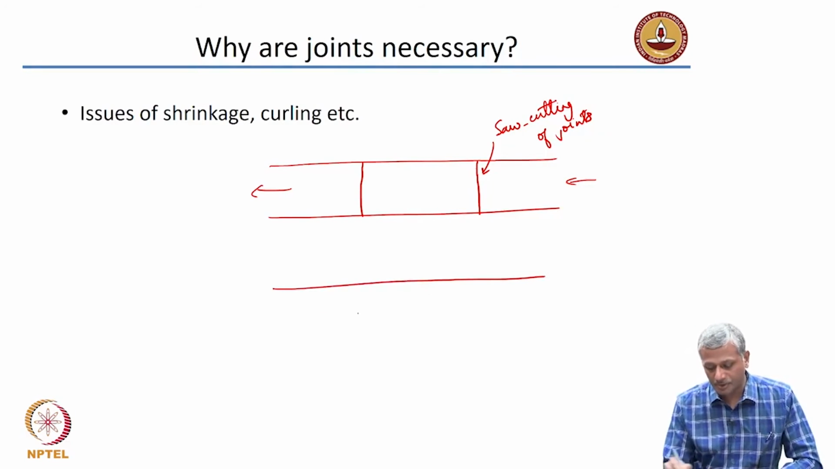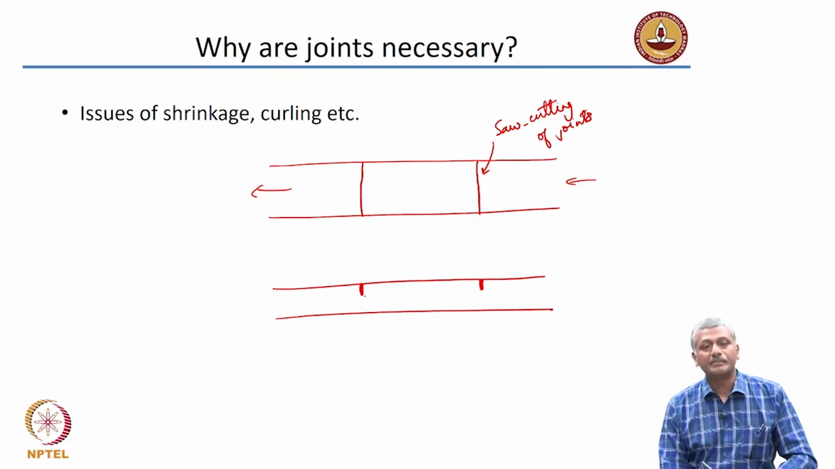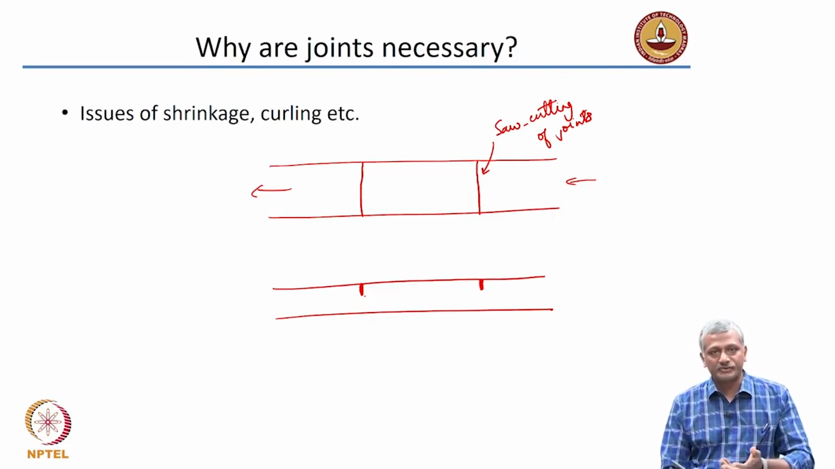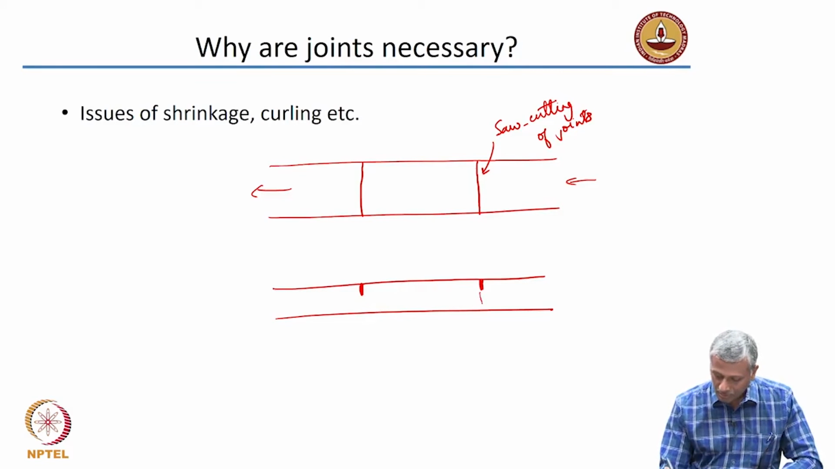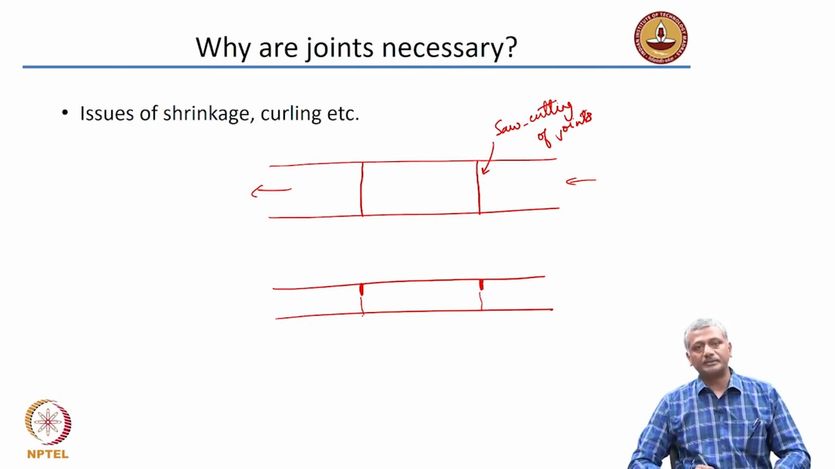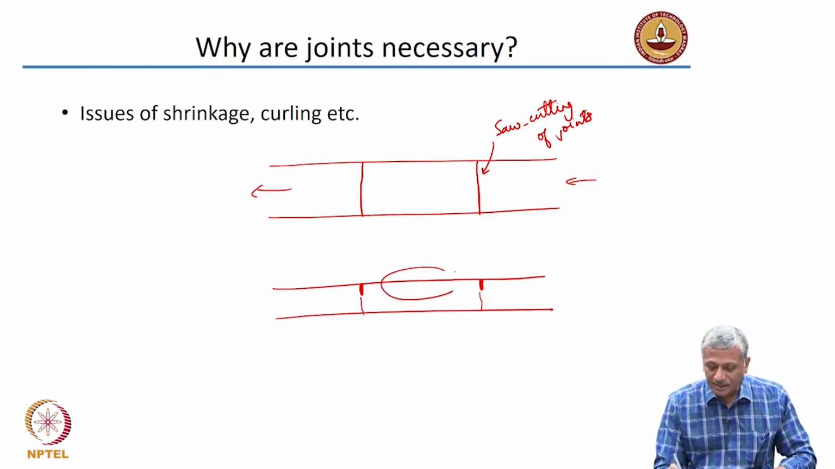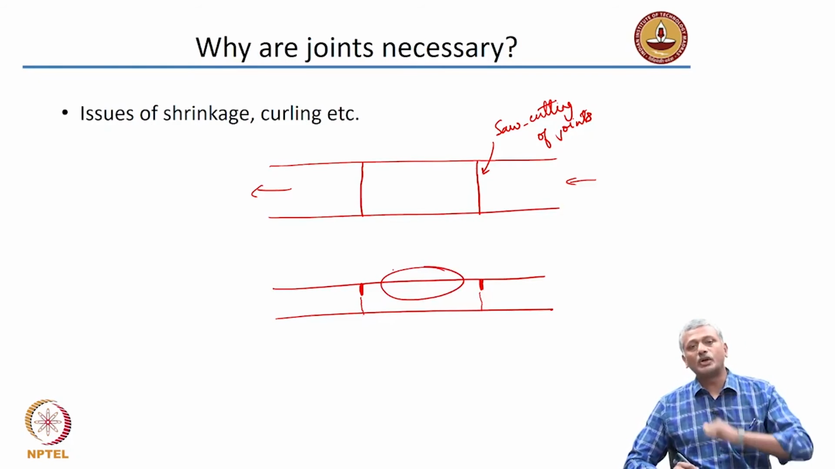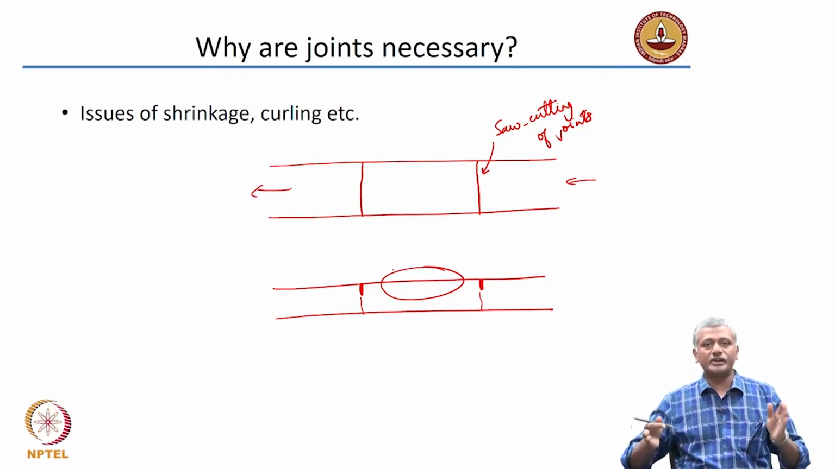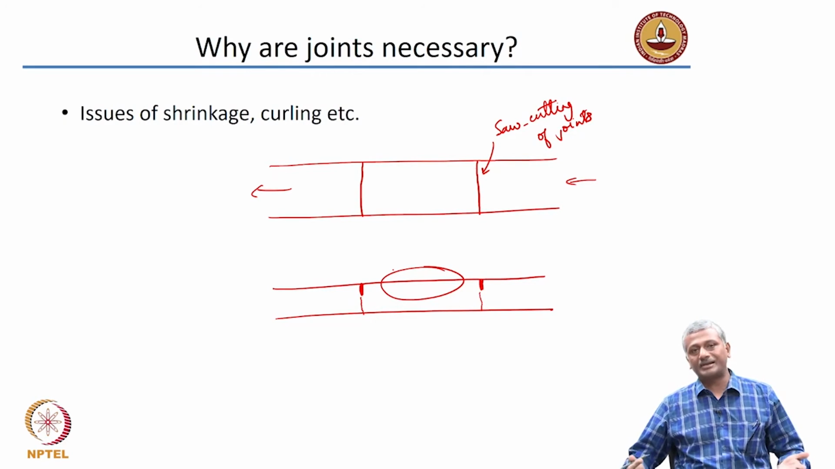Let me just draw the front view of the slab again. We are cutting these joints to some depth, not to the full depth. Eventually, because of stress concentration, there will be small cracking that will go all the way to the bottom also from the tip of this saw cutting. However, the region in between these joints is not going to crack at all. So you have created these joints to predetermine the location where cracking happens.